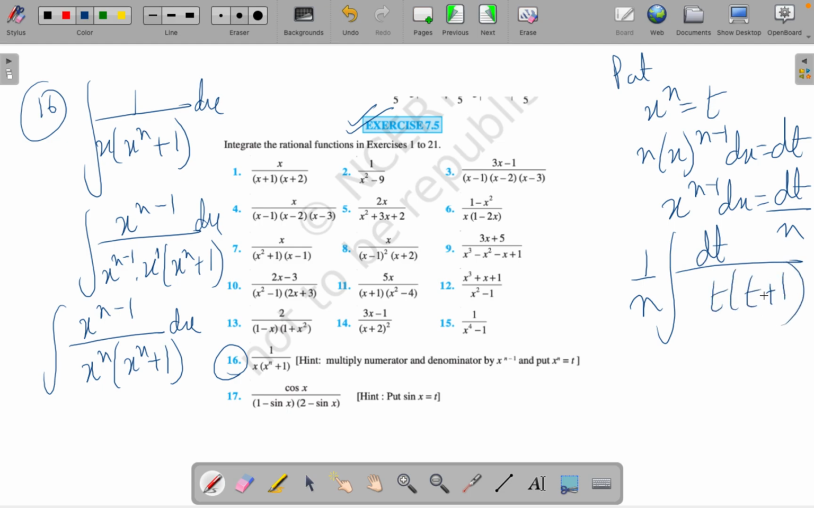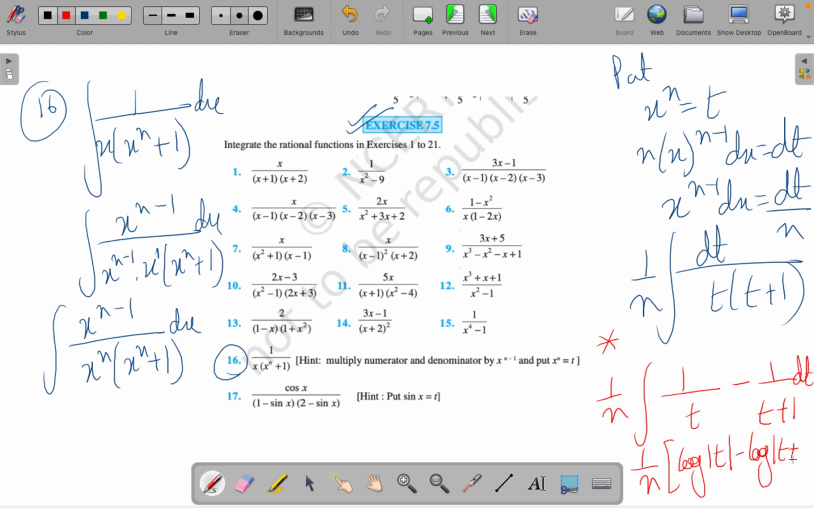Now you can solve it using partial fraction, right? But let me tell you a shortcut here. The shortcut which will save your time. If I want to write this, don't you think I can write this as 1 upon t minus 1 upon t plus 1 and try and take LCM? If I try and take LCM, t plus 1 here minus t gets cancelled, I am left with this. So you know that 1 by n log mod t minus log mod t plus 1 plus c is our final answer.